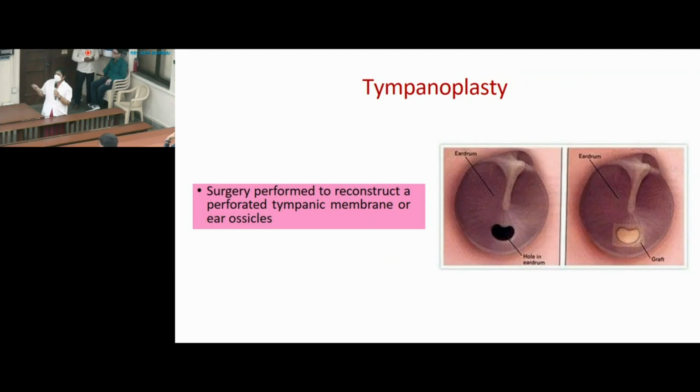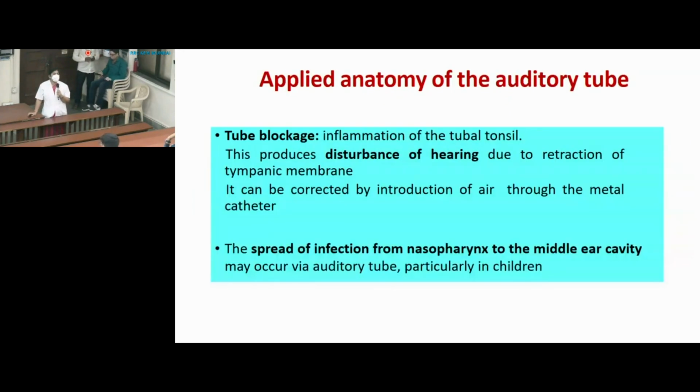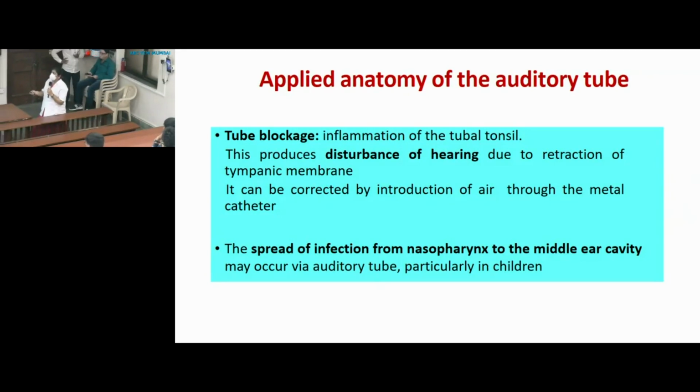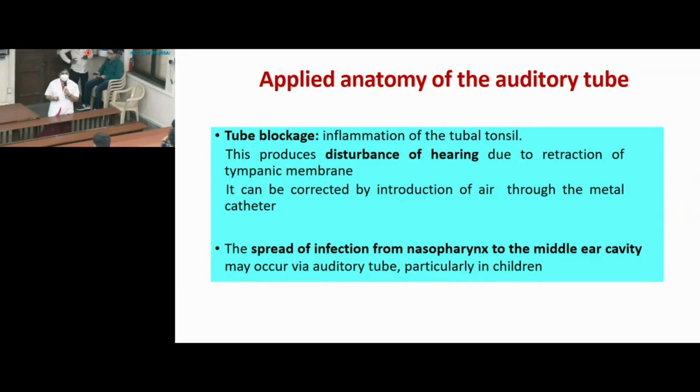Okay. So, applied anatomy of the auditory tube: because of the pharyngeal opening of the auditory tube, there could be blockage of the auditory tube. So what can one do in such cases? It will lead to inflammation of the tubal tonsil. It will be seen along with inflammation of the tubal tonsil. So there will be disturbance of hearing, and it can be corrected by introduction of air through a metal catheter. And that was the point that we were discussing. So tubal tonsils help in identification of this pharyngeal opening so that you can pass the catheter inside the nasopharyngeal part of the auditory tube.